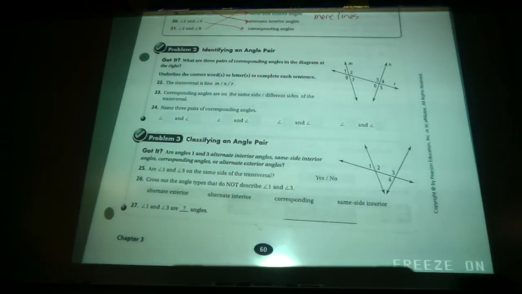When you get those done, I want you to trade with people around you, kind of talk about them, especially question number 24. So chat about this group of questions. Talk.